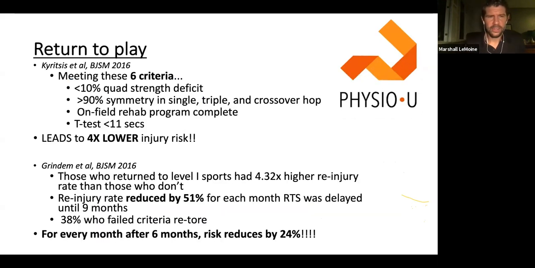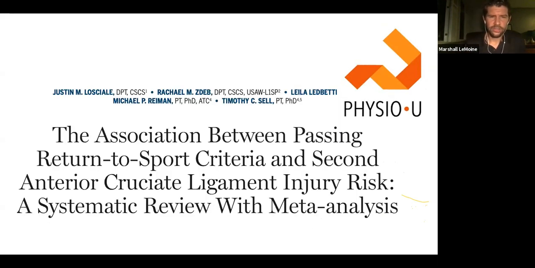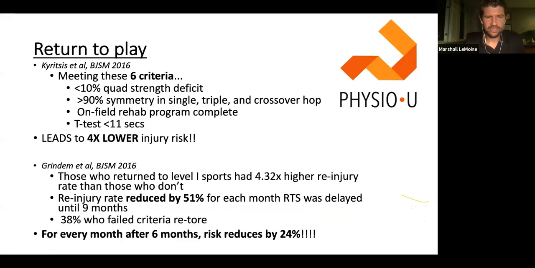All right, a couple more slides. So the association between passing the return to sport criteria and a secondary re-injury risk, right, is what they looked at. And with the return to play, if you're meeting these 6 criteria, so less than 10% quad strength deficit, 90% in all your tests, you completed your on-field rehab program, meaning those things about soccer, basketball. I did my agility test 100%. I went to unopposed. I then went to one-on-one. That's kind of that rehab stuff, right?